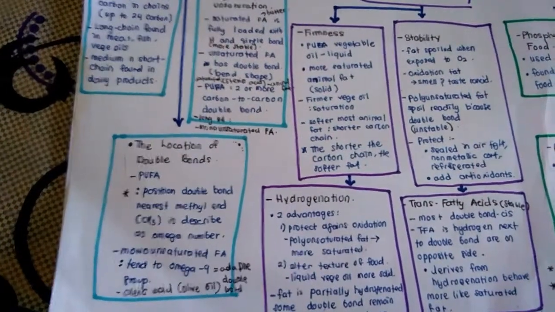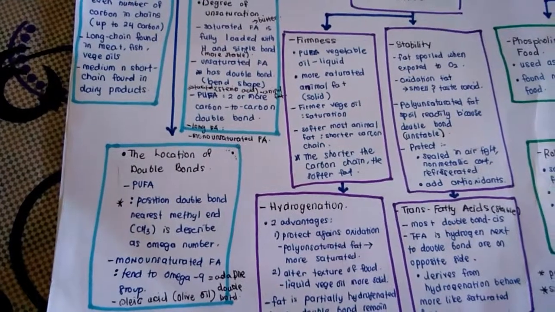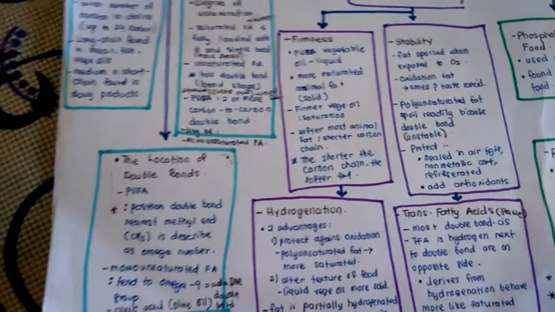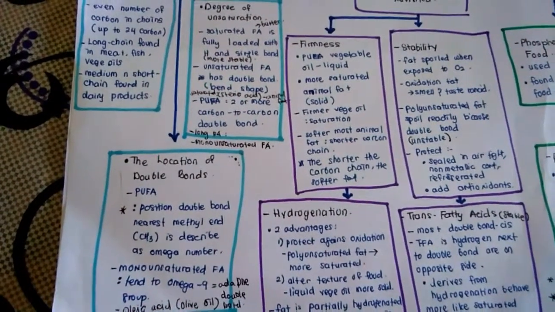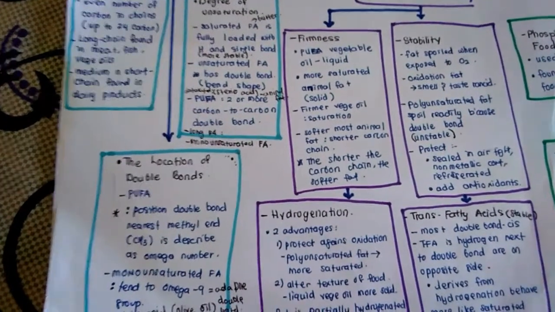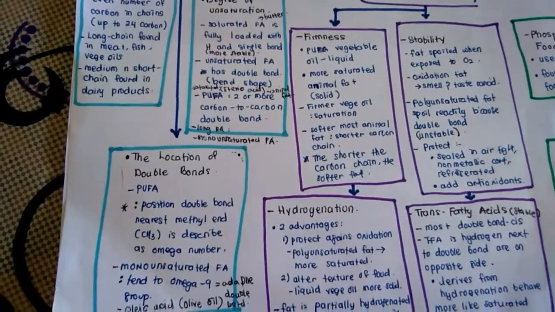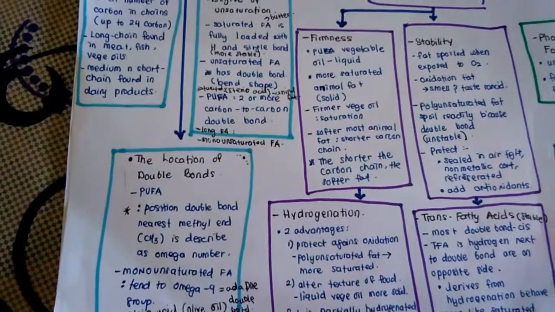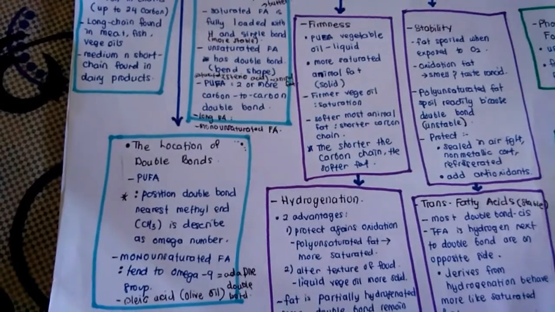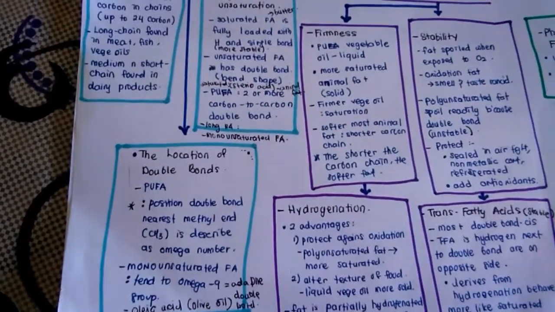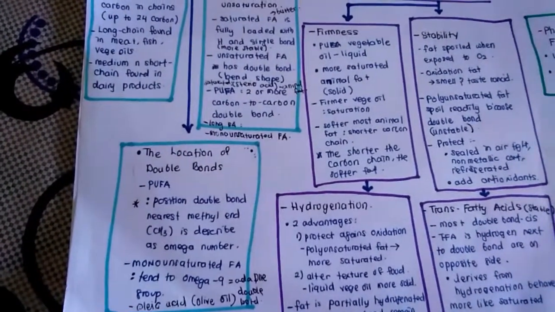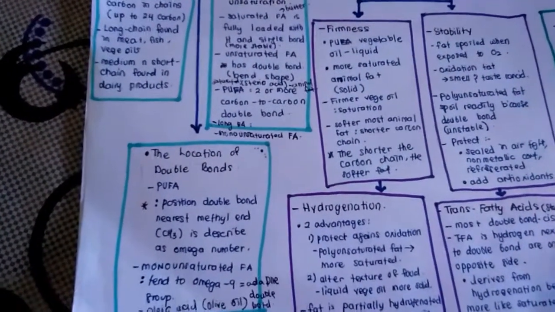For the location of the double bond in the fatty acid, first we have the polyunsaturated fatty acid, where the position of the double bond nearest to the methyl end is what we call the omega number. And monounsaturated fatty acid has only one double bond, and it belongs to the omega 9 group.